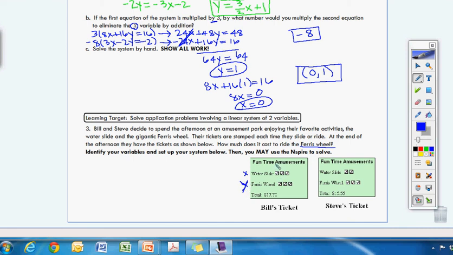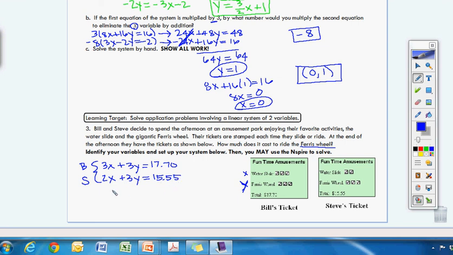Bill's ticket adds up and has a total cost. Steve's ticket adds up and has a total cost. And they both ride these same rides. So we can set up this equation. Here we have Bill, and here we have Steve. Bill rode the water slide 3 times, so we have 3x, plus Ferris wheel 3 times, 3y, and his total amount was $17.70. Then Steve decided to ride the water slide only 2 times. He rode the Ferris wheel 3 times, and his total amount was $15.55.